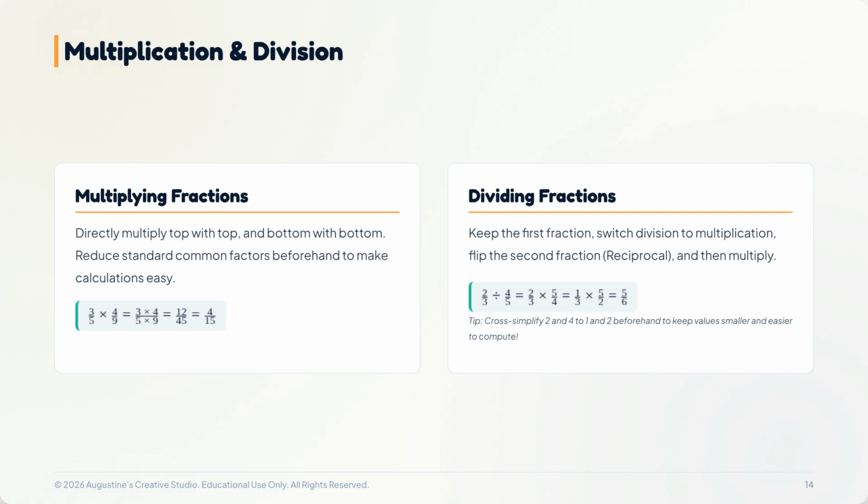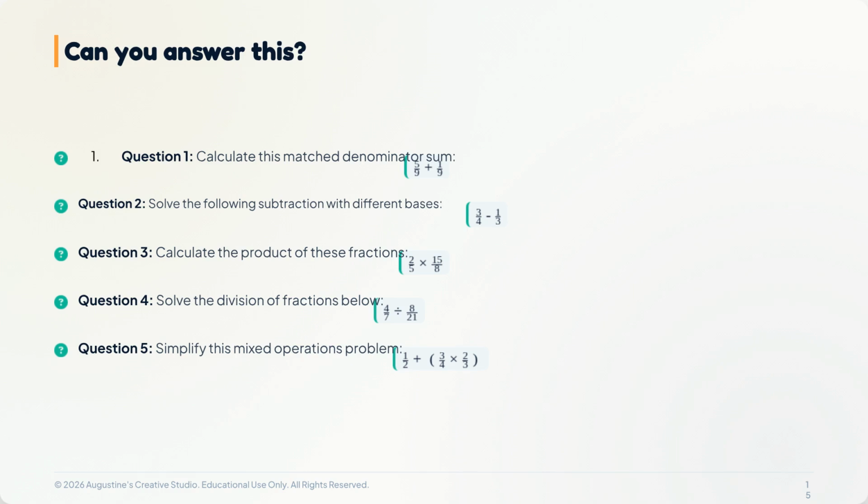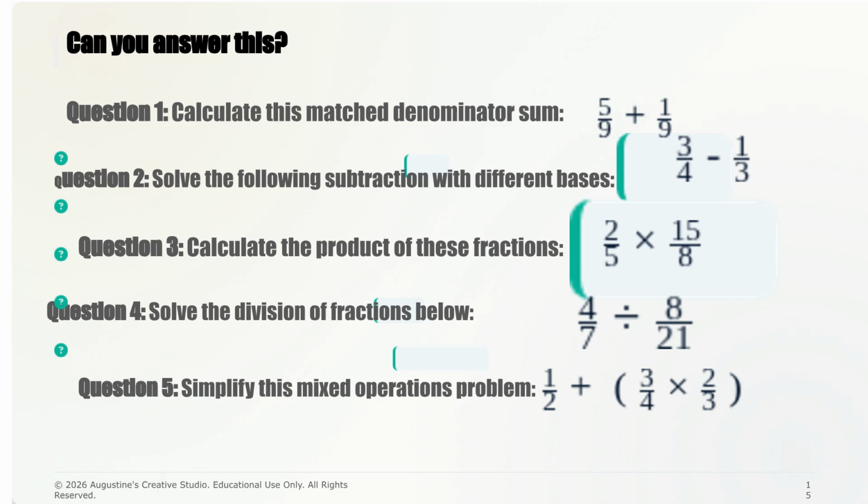Finally, when multiplying fractions, multiply top by top and bottom by bottom. For division, use the keep change flip method by multiplying by the reciprocal. This concludes our masterclass. Now, let's see if you can solve these 5 challenges. These practice questions cover basic arithmetic, including addition, subtraction, multiplication, division, and mixed operations.